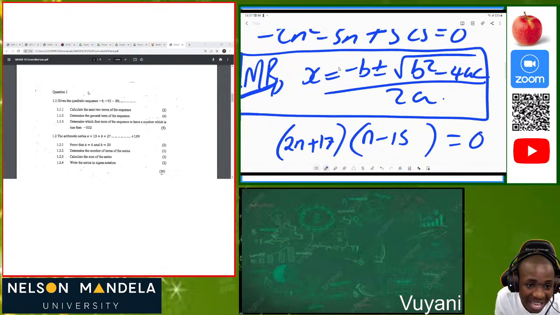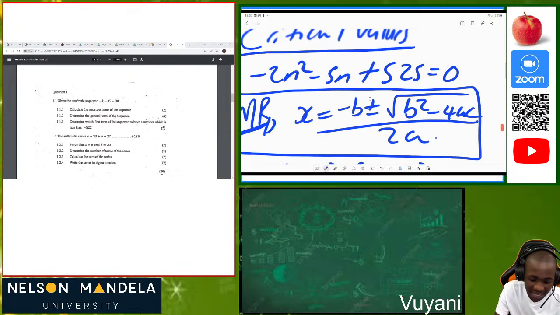Which other factors do we have here? What is our b? Our b is negative 5. Then it's plus or minus the square root of 5 squared, which is 25, minus 4 times a. What is our a? Our a is negative 2. What is our c? It's positive 525.